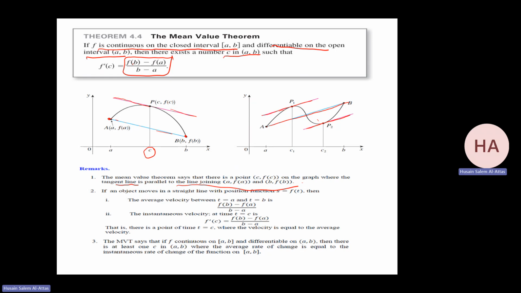We can extend this to the velocity idea. This is the average velocity going from A to B, and this is the instantaneous velocity. It means the average velocity, from t equals a to t equals b, will at a certain point C equal the instantaneous velocity. And the same thing for the rate of change, you can extend it to the rate of change, since these are the definitions of the derivative.